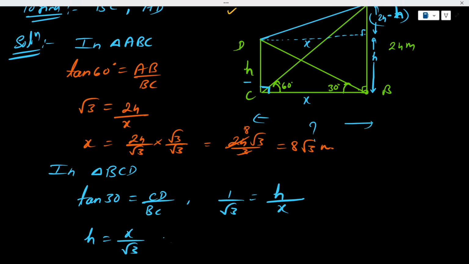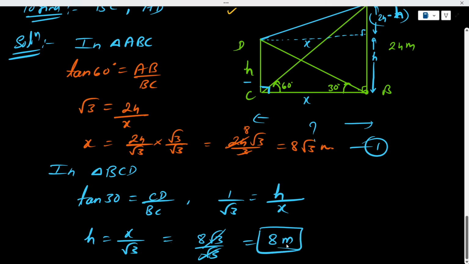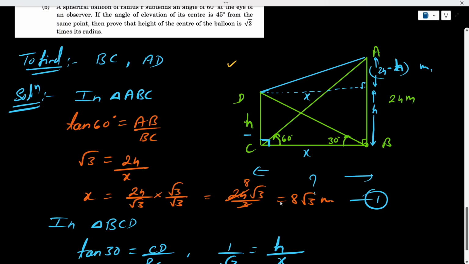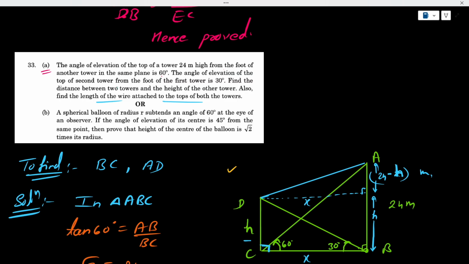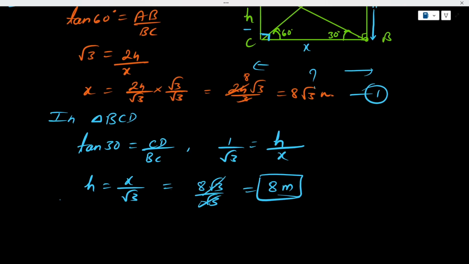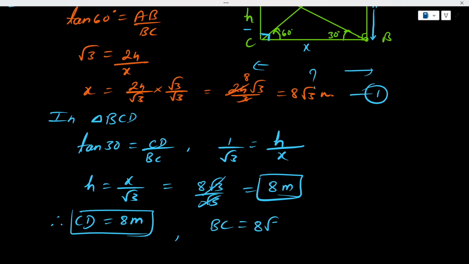So what is the value of X from 1? You can take it here, 8 root 3 by root 3. So we get the height of the second tower as 8 meter. That's our first finding. We got H. We got BC also. We need to find the height of the second tower and the distance between two towers. So to find it, CD also. So we got here, therefore CD is the height of the tower, which is 8 meter. Then the distance between both the towers, which is BC, we already got, 8 root 3 meter.